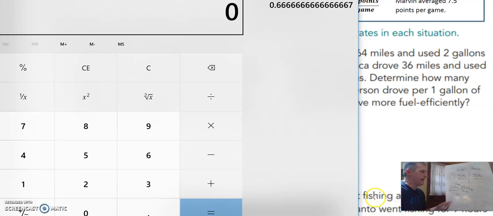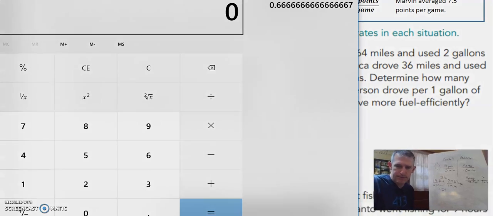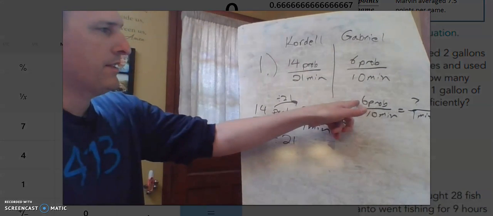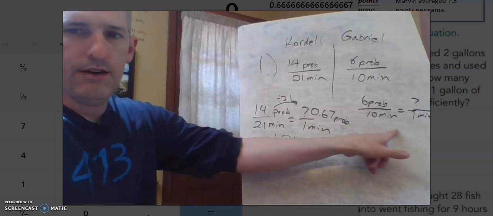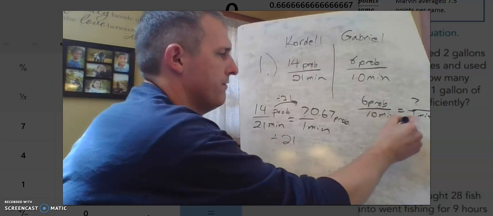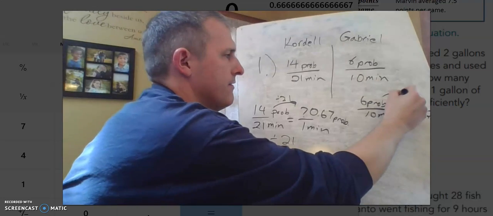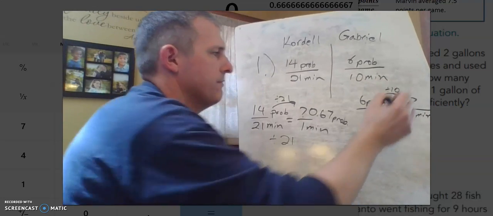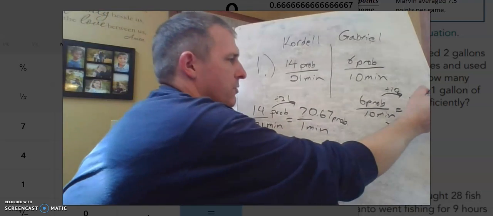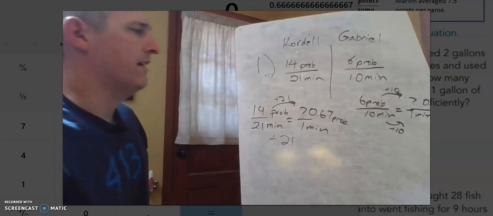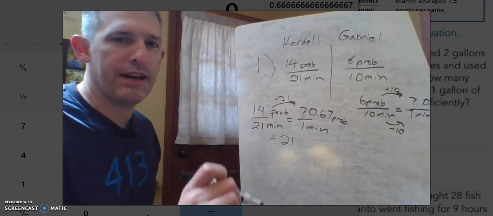Now, back to this. Now it's 6 problems in 10 minutes. How many would that be in 1 minute? Okay, so let me zoom in a little bit so you can see what I'm doing here. So 6 problems in 10 minutes. What do I need to do to get to 1 minute? Well, I need to scale down. So I'm going to scale down by 10. So in other words, I'm dividing 6 by 10. Okay, that's going to be 0.6. All right? If you don't believe me, you can try it on a calculator.